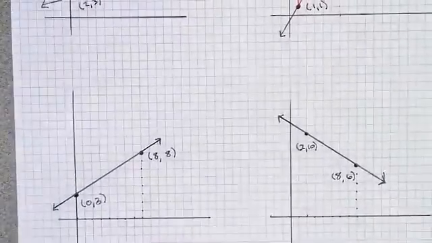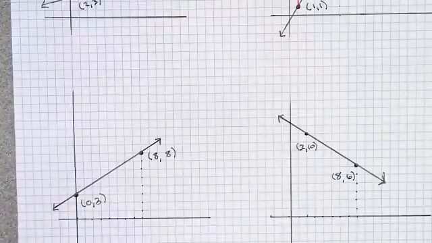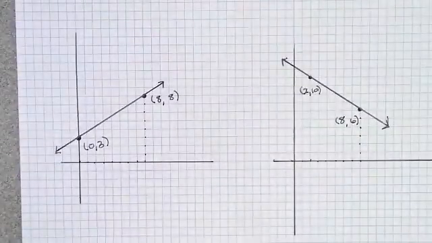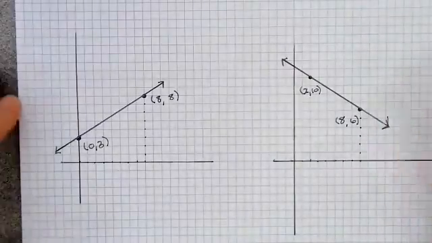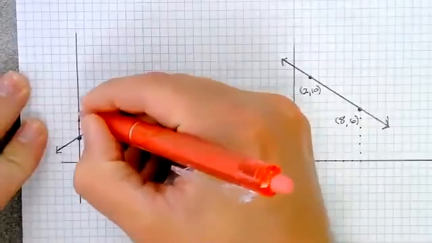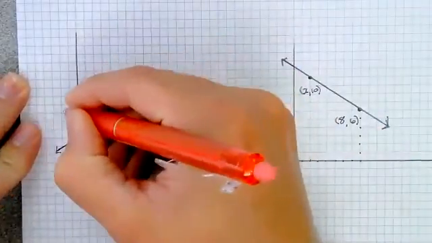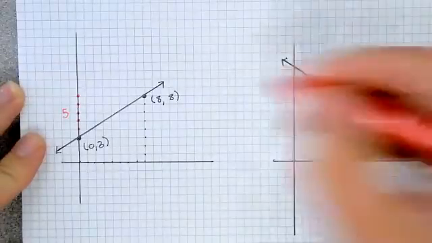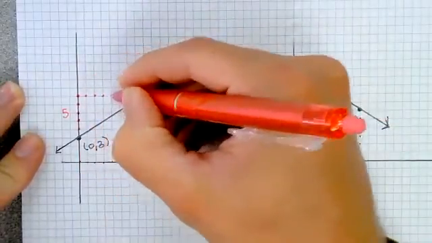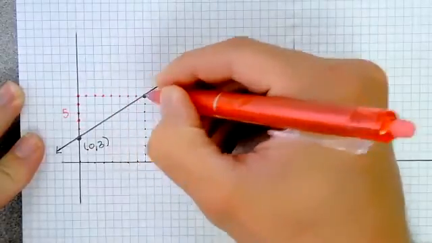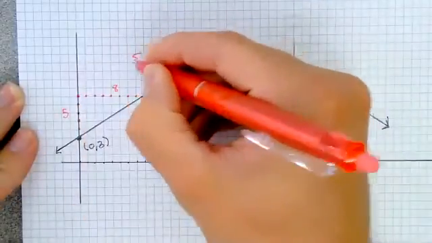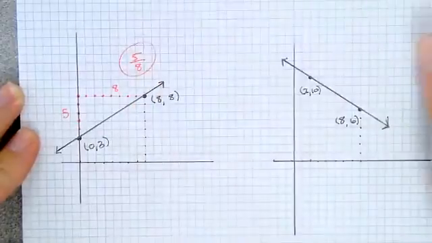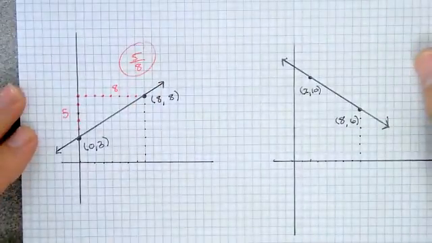All right, try these last two. Okay, so the first one here, count up 1, 2, 3, 4, 5. Then over 1, 2, 3, 4, 5, 6, 7, 8. So again, changing y values, changing x values. So that one we should get a slope of 5/8.